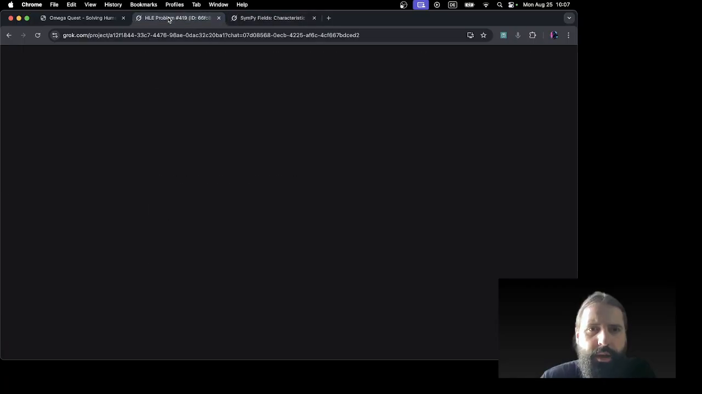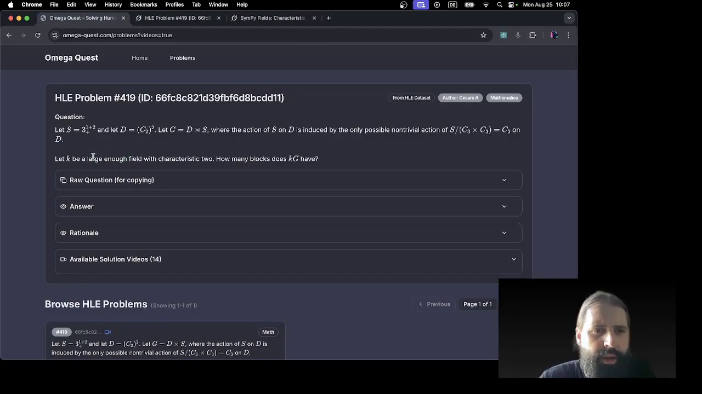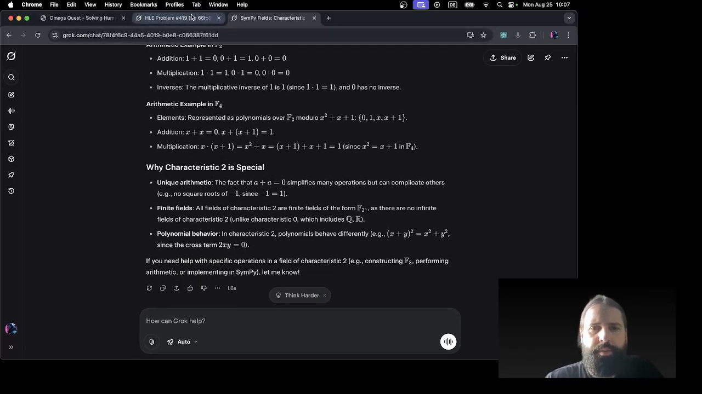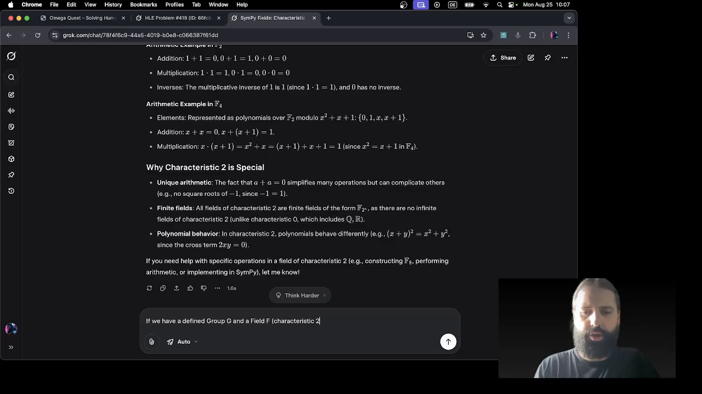But okay, so we know we don't want to get into that, but now let K be a large enough field with characteristic 2. How many blocks does KG have? Now let's understand, how do we construct KG? If we have a defined group G and a field F of characteristic 2, what's the interpretation of KG?